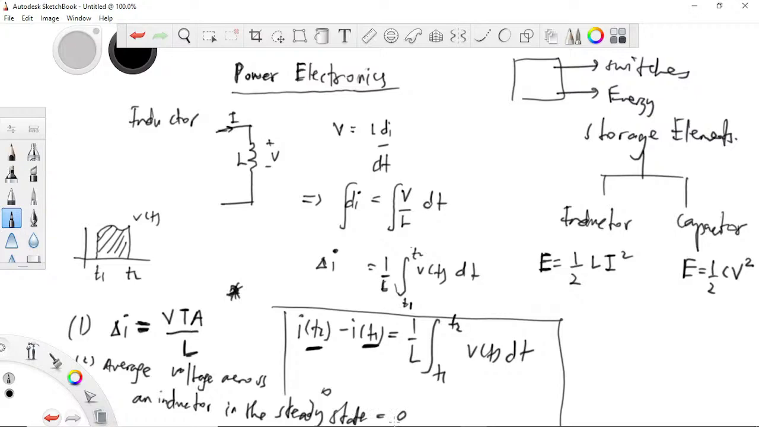Yes. So in the steady state, for any two times taken, the current at those two times will be the same. You get it? The inductor is reluctant to change its current. Therefore, the average voltage across an inductor in the steady state is given by this difference being zero, which gives me zero, right?